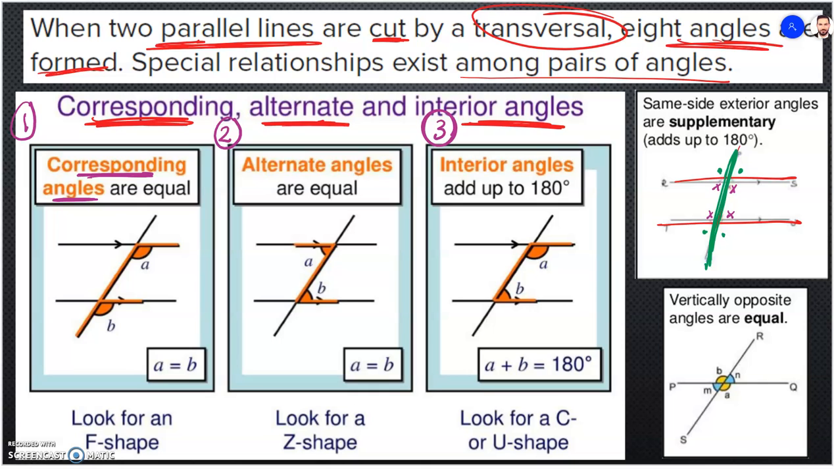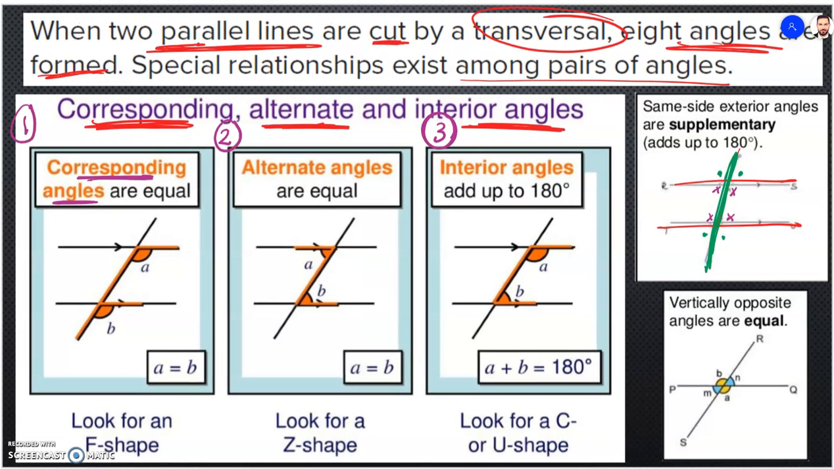What are the corresponding angles? For corresponding angles, one of the angles is interior and the other one is exterior. So the property of corresponding angles is one of them interior, the other one exterior. Is that it? No, we have another property. What is the other property? Both of them are in the same position and the same side.